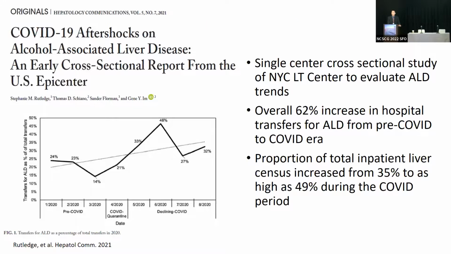This is just one quick study in the epicenter in New York, a single center study that looked at the immediate post period of the pandemic, and they saw a huge increase, a 62% increase in hospital transfers for ALD, primarily for ACLF, from the pre-COVID to the immediate COVID era. And they saw definitely in their inpatient census, as many of us here also have experienced, a huge increase of ALD during COVID. And unfortunately, some of that has continued to persist.